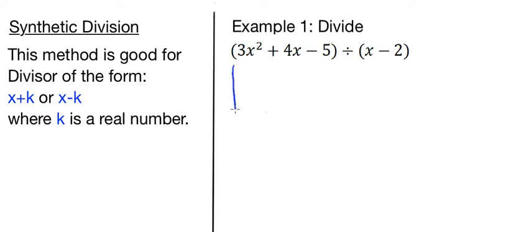you draw a vertical line followed by a horizontal line up to here, and on the top here you're gonna write the coefficients of the dividend, this polynomial. So 3, 4, minus 5. In the corner here, you're gonna write the opposite of this number. So here, this is the number -2. We're going to write the number 2, opposite.